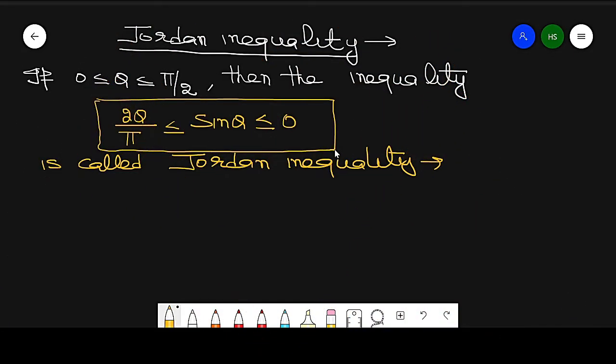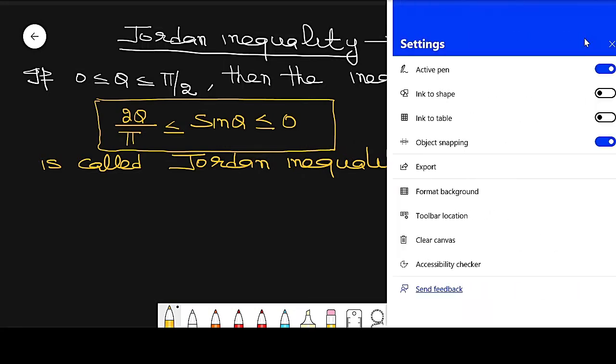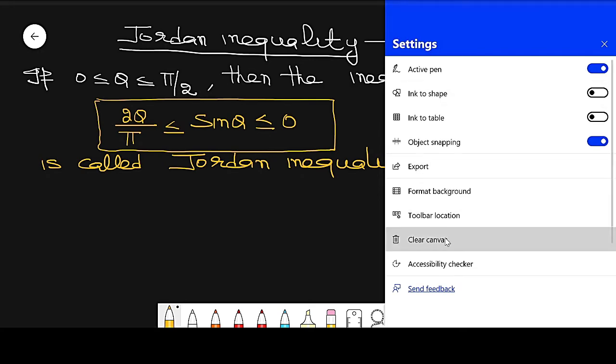Now, in this lecture, we will discuss the Jordan lemma. Before going to the statement of Jordan lemma, first understand what the Jordan inequality is. The Jordan inequality is 2 theta by pi less than or equal to sine of theta less than or equal to 1. This is called the Jordan inequality. So remember this inequality, as we will use it in our Jordan lemma.